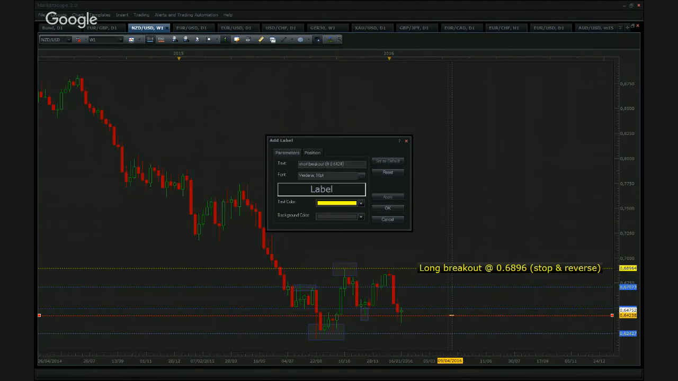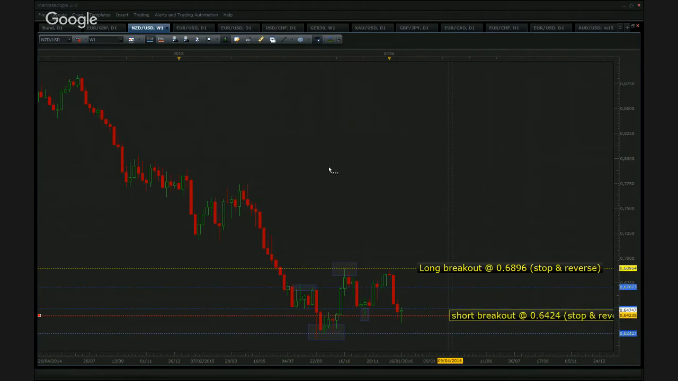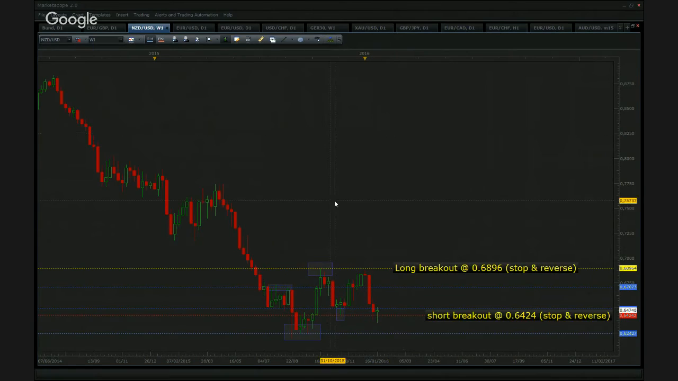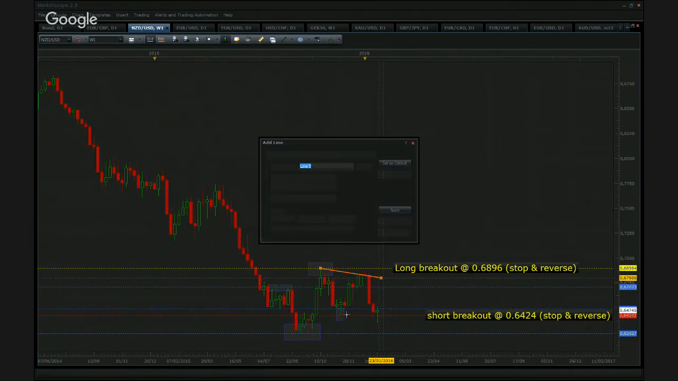64.24, I think. On reverse. Why on both sides? Basically because prices are narrowing a bit. Looks like they want to narrow. They are narrowing a bit.